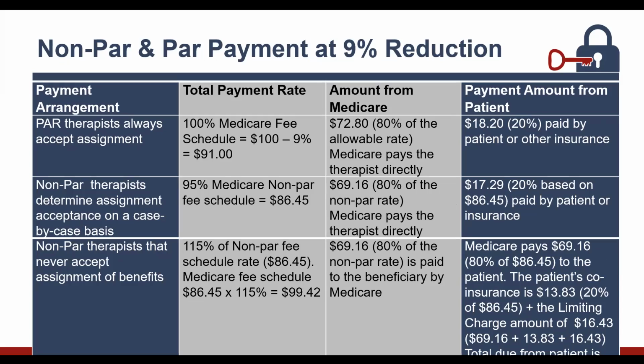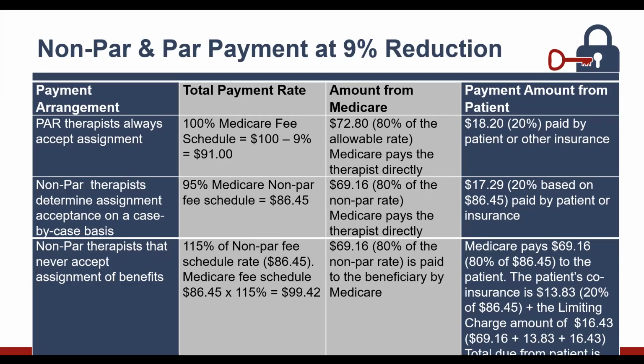So a participating therapist, again, with the 9% reduction, gets $91. The amount Medicare would pay would be $72.80, and the patient would pay $18.20. So the patient does get a break also with the 9% reduction. And we are limited to $91 versus the $100 that we would be paid in 2020.